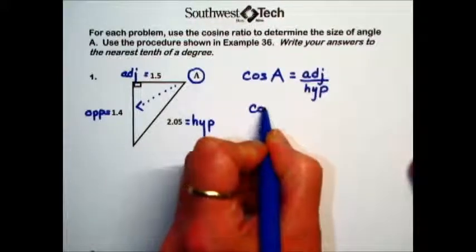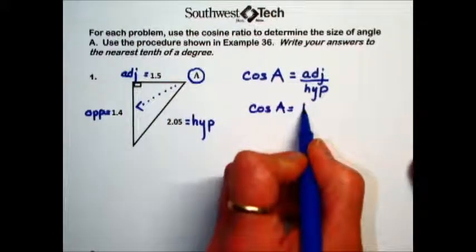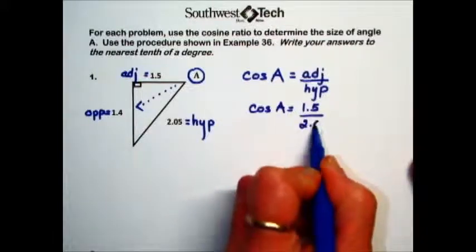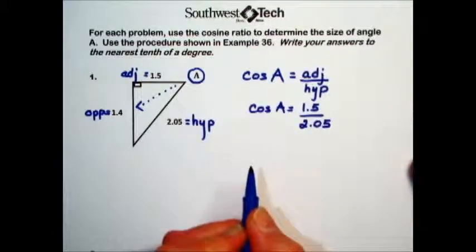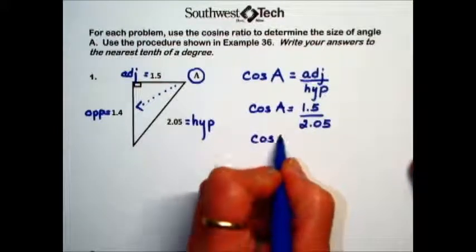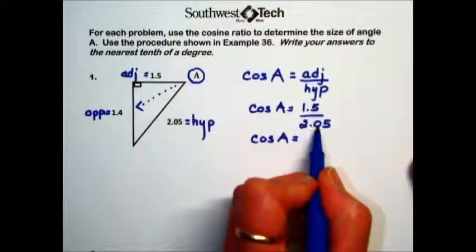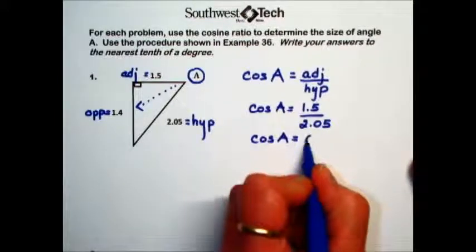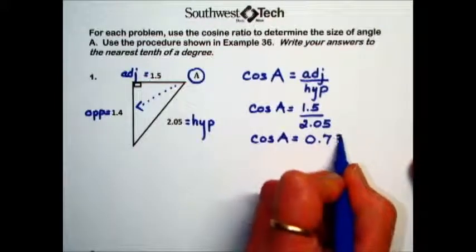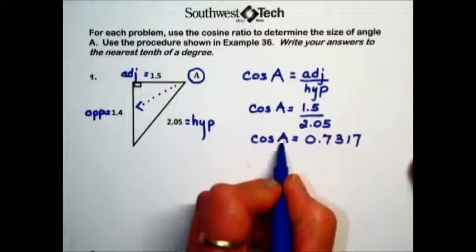Plugging in values that we know, the adjacent side has a length of 1.5, the hypotenuse has a length of 2.05. Next, we'll simplify the division by taking the numerator 1.5 and dividing it by 2.05, giving us a decimal value of 0.7317. We want to get the angle A by itself.